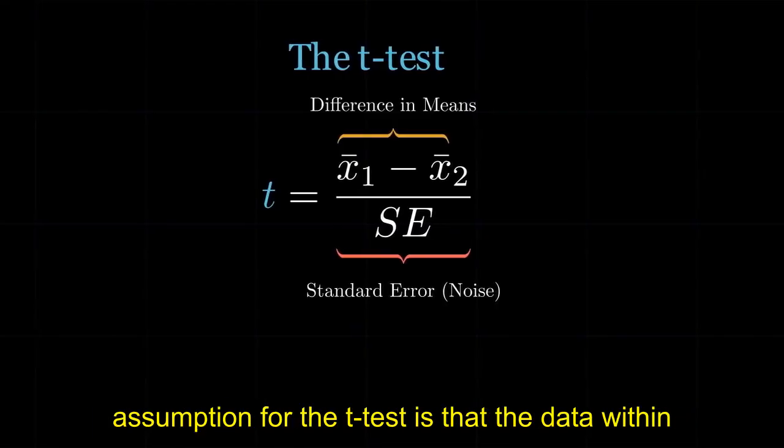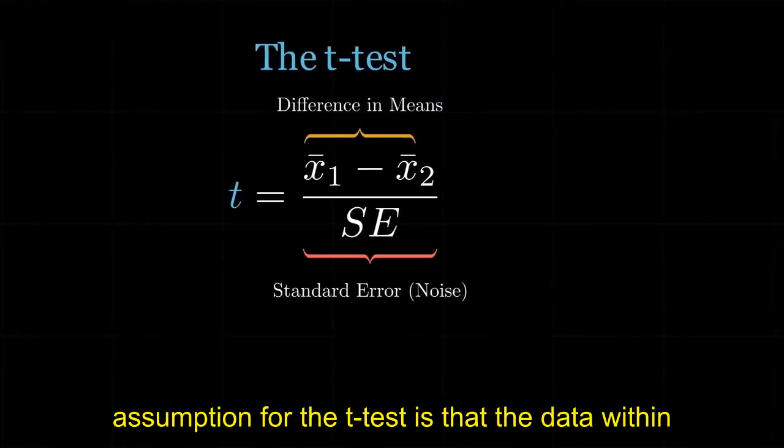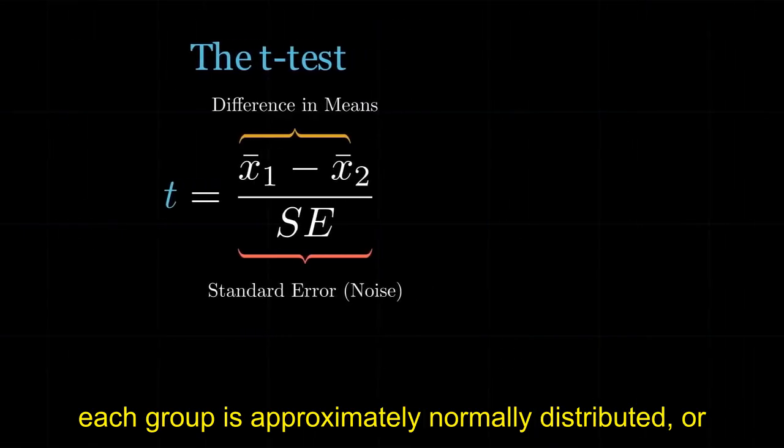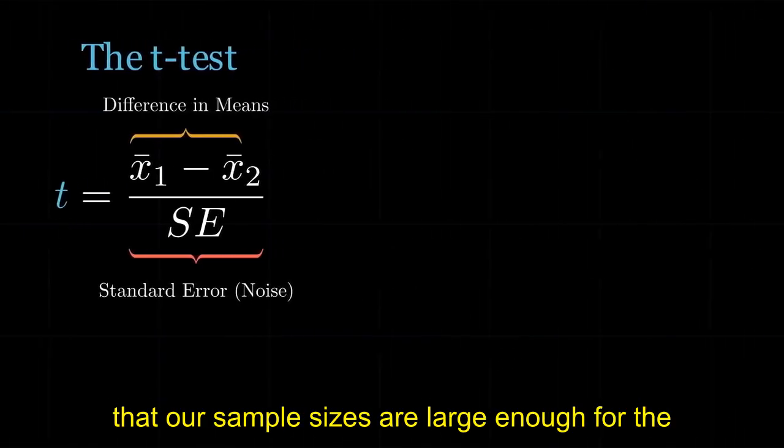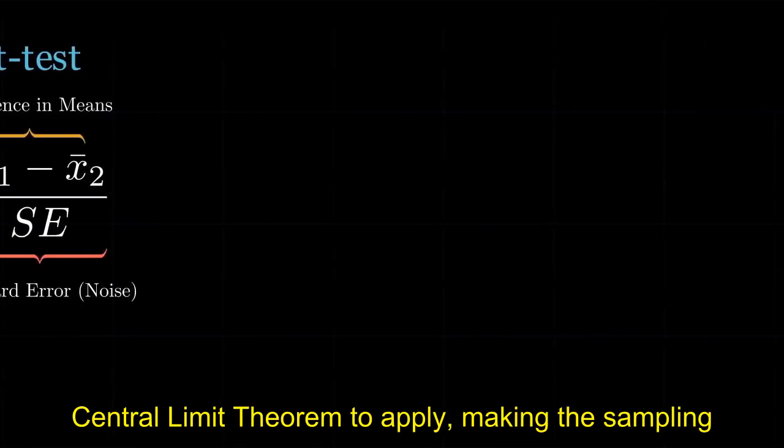The key assumption for the t-test is that the data within each group is approximately normally distributed, or that our sample sizes are large enough for the central limit theorem to apply, making the sampling distribution of the mean approximately normal. We also assume equal variances between groups for the most common form of the independent t-test, though there are adjustments if this assumption doesn't hold.